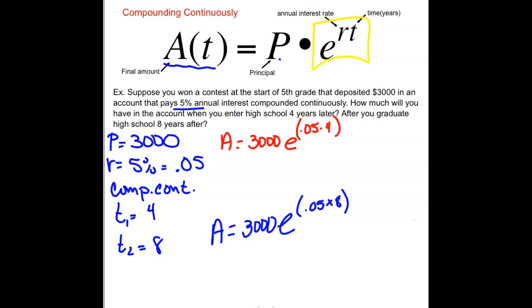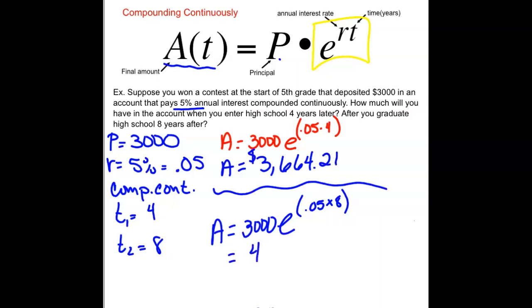All right, let's go ahead and get those written down in our notes. So for the first one, we said our total amount was $3,664.21. After 8 years, we had $4,475.47.